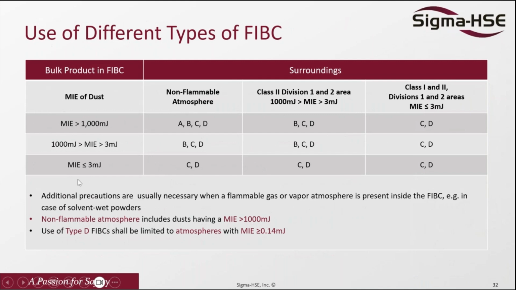So these are just a table for you. So we have the type for non-flammable atmosphere, you can use any one of them, but depending on the ignition energy, greater than 1,000, you can use all of them. Between 1,000 and 3, you can use B, C, and D, and less than 3, you need to use C and D. And also we have the atmospheric classifying area. So if you have combustible dust, you have to use A, B, C, depending on the ignition energy. But if you have a combustible gas atmosphere, such as solvent class 1 area, division 1 or 2, then we have to use C and D.